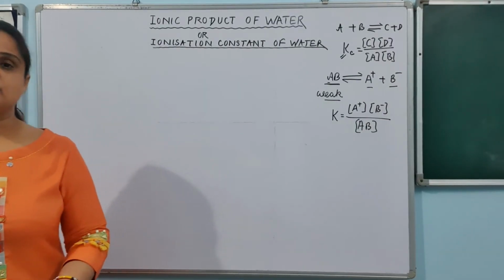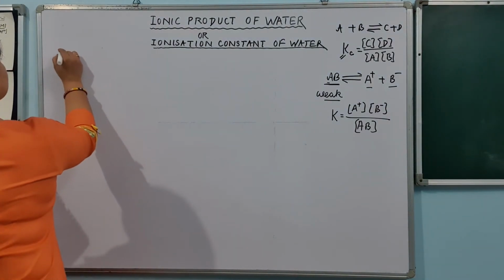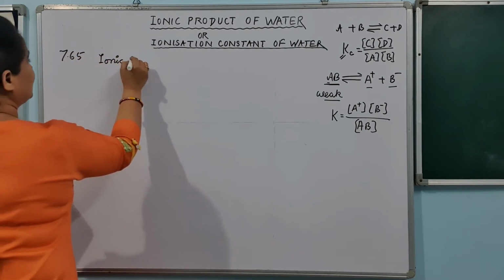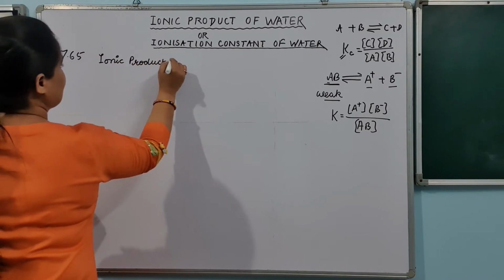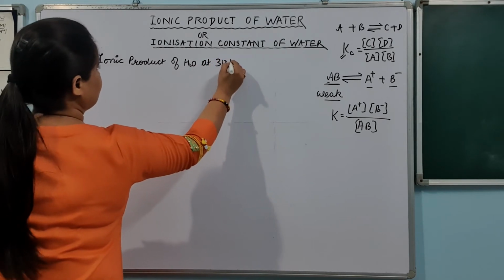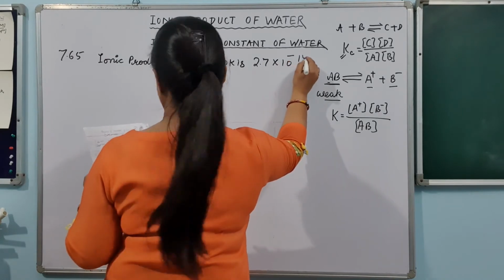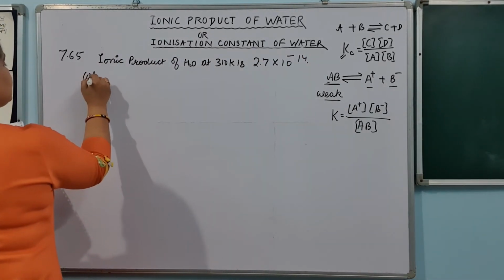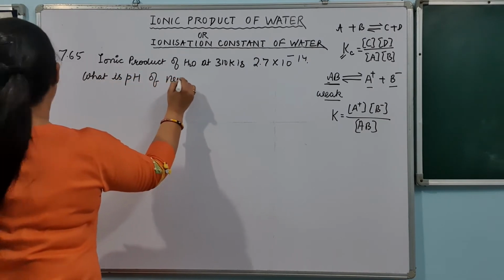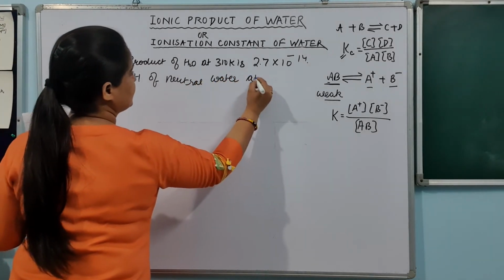Okay? So I am taking a question. The question is 7.65. The ionic product of water at 310 Kelvin is 2.7 into 10 raised to power minus 14. What is the pH of neutral water at this temperature?